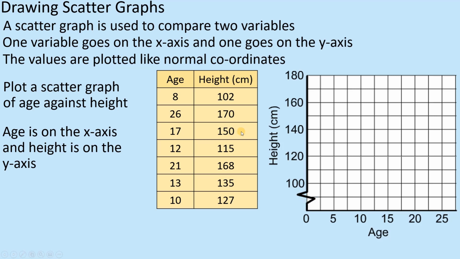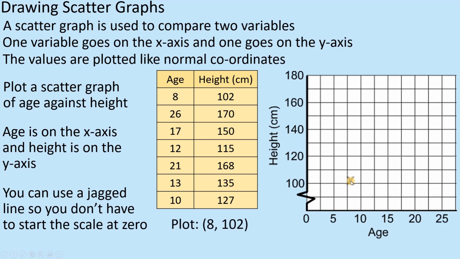So we're going to plot them. Let's start with the first one, 8 and 102. Well, 8 is roughly there, so 102 is going to be around about there. Okay, so that's the first one. And then you've got 26 and 170, so that's going to be all the way over there, like that. And then you've got 17 and 150, which is going to go there, like that, and so on and so on. I'm going to skip through the rest relatively quickly.